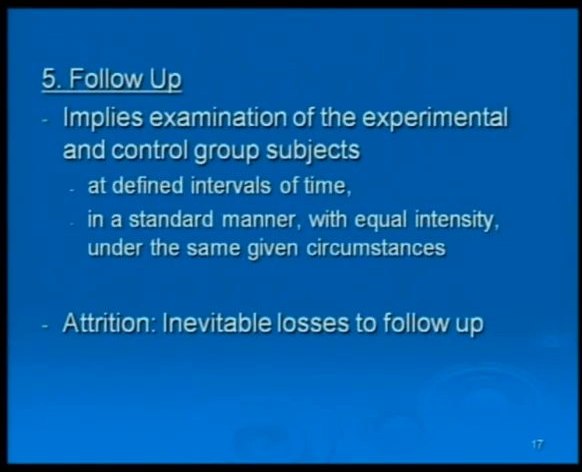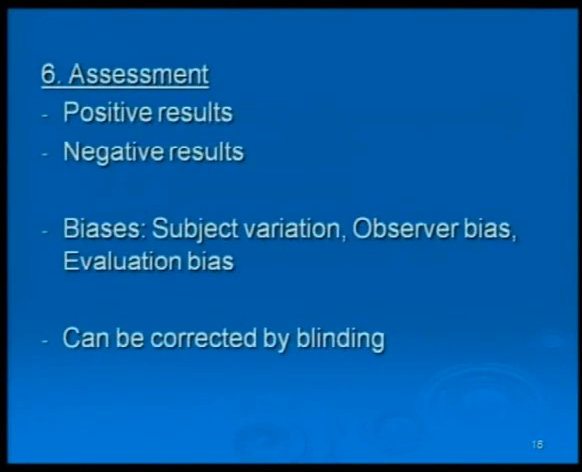And one problem will occur: certain patients definitely will not come for follow-up. This is called attrition bias. In the calculation of sample size, you have to take this attrition into account so that even after this attrition, you are still left with a good number of patients to have a statistically significant outcome. For assessment, the outcome can be either primary or secondary. You have to categorize your outcome into those two types. And the outcome may be either positive or negative.